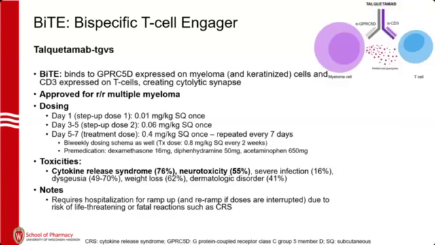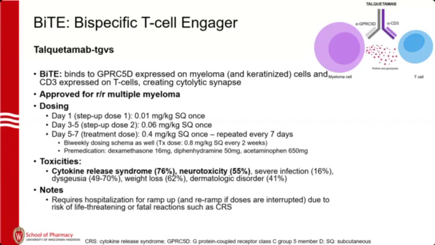And then the most recent FDA approval of a bispecific in myeloma. It's kind of funny, a disease that historically hasn't had a lot of therapies. All of a sudden, we've got, in the stretch of 6 months or 12 months, 3 bispecifics, which is kind of funny. Talquetamab is a bispecific by the same manufacturer who makes teclistamab. This bispecific actually targets a different receptor. This is GPRC5D, which is expressed on myeloma as well as keratinized cells. Same mechanism of action, bringing those malignant cells closer to the T cells and activating those T cells.